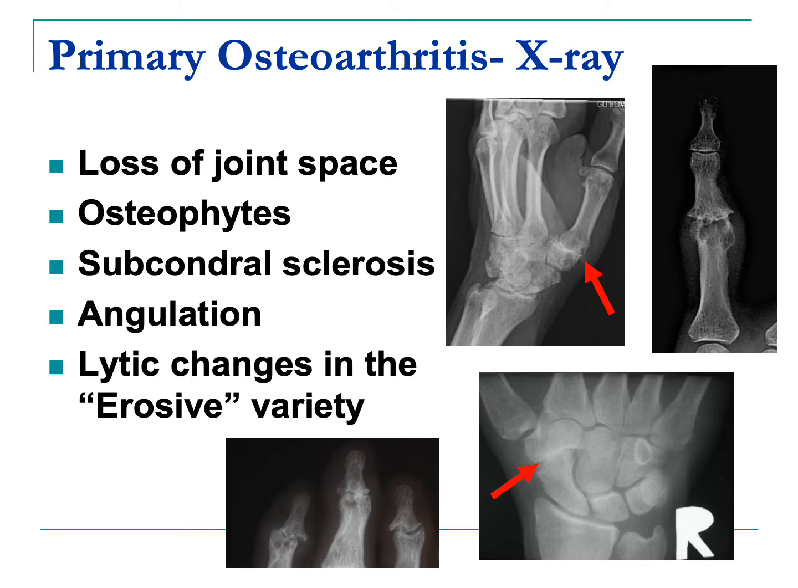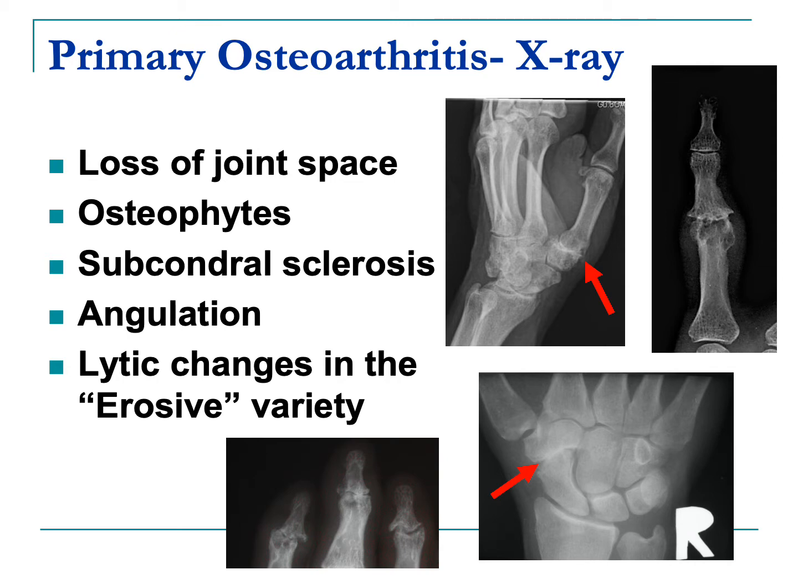Here are some x-rays indicating typical primary osteoarthritis. The basal joint is affected between the metacarpal and the trapezium. The interphalangeal joint affecting both the PIP joint in the upper right and the distal joint in the lower left, and the slide on the right indicating primary arthritis of the scaphotrapezial joint.